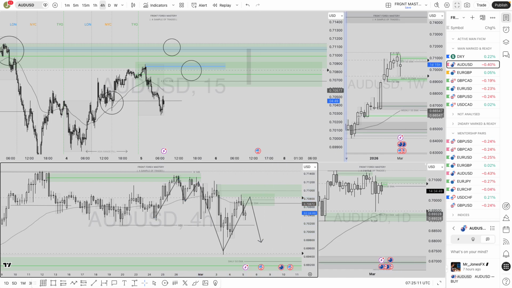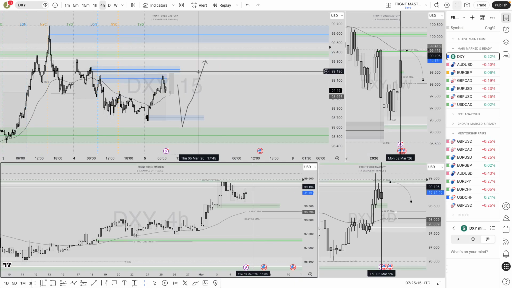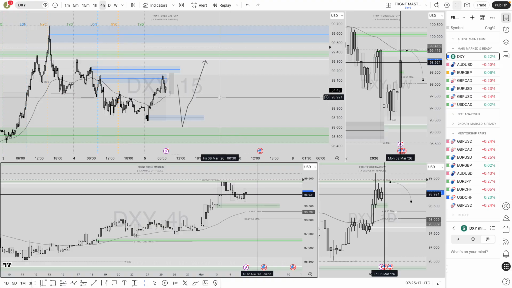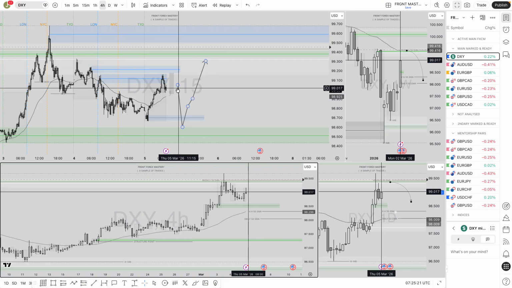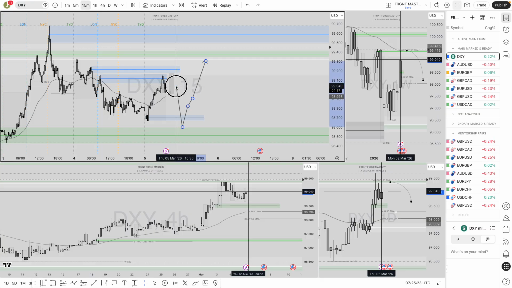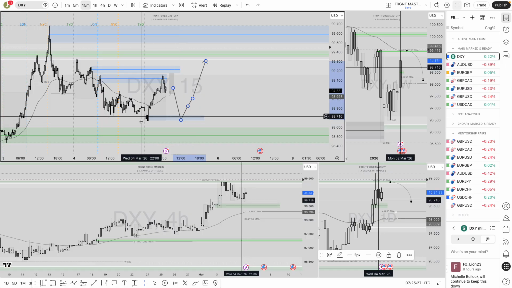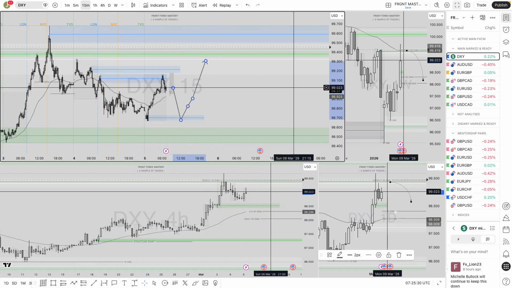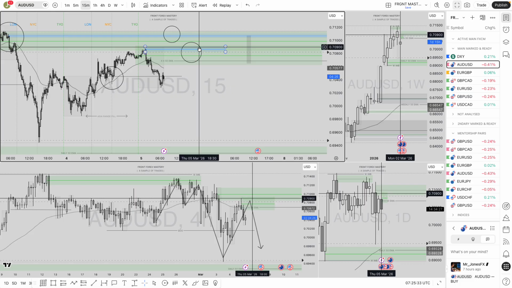Then if we tie that into the DXY, for price to be driven up to those highs on AU, we need DXY weakness. Can we forecast DXY weakness from current position? Yes, we potentially can. Where could that go to? Potentially this area of imbalance, which would be, if you have a look at AU, potentially this area here.